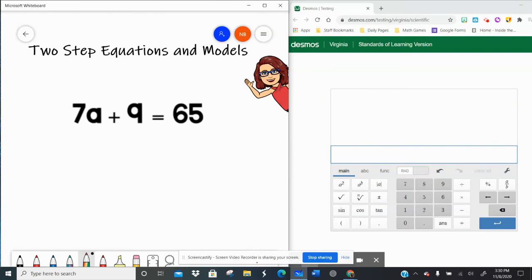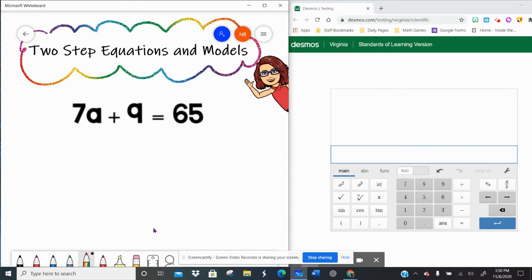Hello, you amazing people. We're going to talk today about two-step equations and models of two-step equations, so pictures of those equations. All right, so let's dive in.